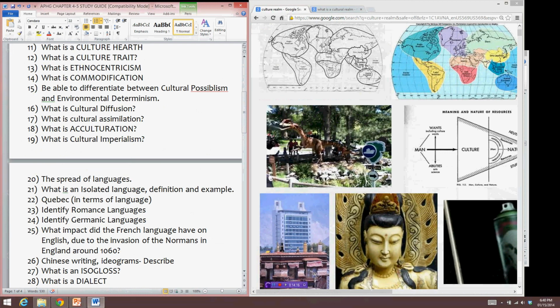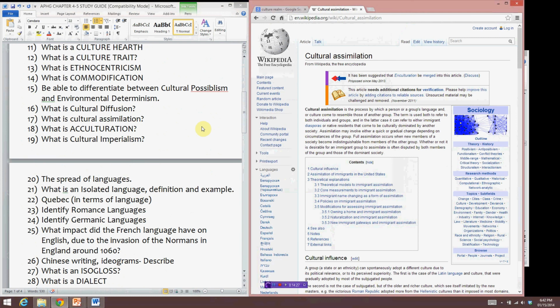What is cultural assimilation? Well, if something is assimilated, that means that it is completely enveloped or completely changed. Wikipedia looks at cultural assimilation as the process by which a person or a group's language or culture come to resemble those of another group. In other words, the weaker or lesser culture is going to be completely assimilated, completely enveloped, and completely changed into the dominant culture's way.